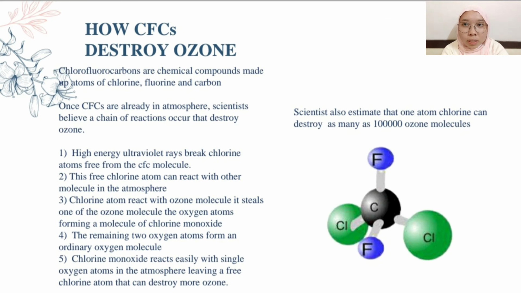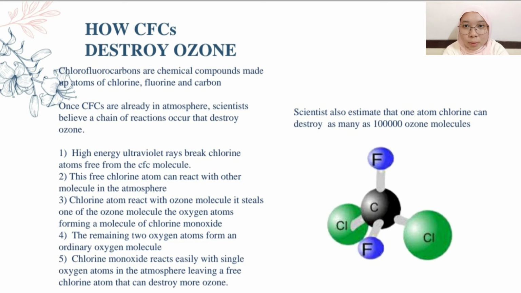But the real question is how CFCs destroy ozone. Chlorofluorocarbons are chemical compounds made up of atoms of chlorine, fluorine, and carbon. Once CFCs are in the atmosphere, scientists believe a chain of reactions occurs that destroys ozone. Firstly, high-energy ultraviolet rays break chlorine atoms free from the CFC molecule. This free chlorine atom can react with other molecules in the atmosphere.